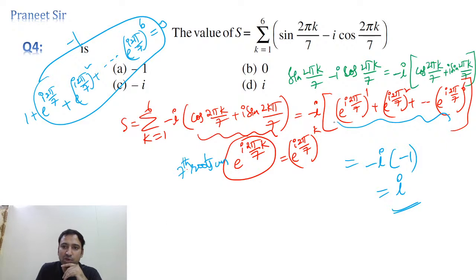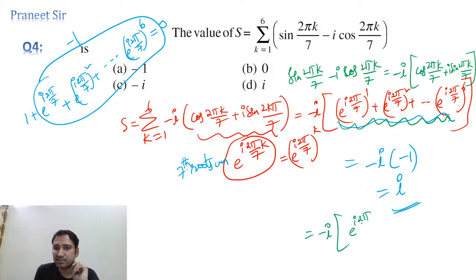Otherwise, what you can do is, you can do it as a GP. As these are in GP, you can calculate like this. Let's calculate this way. Another method we can try. So there are 6 terms in GP.